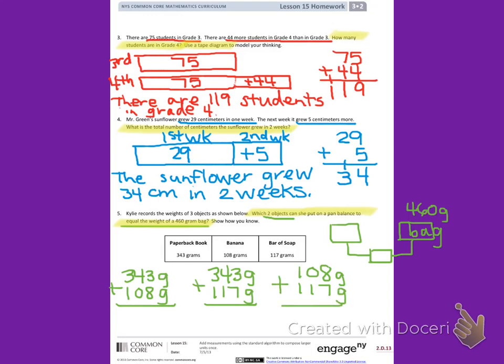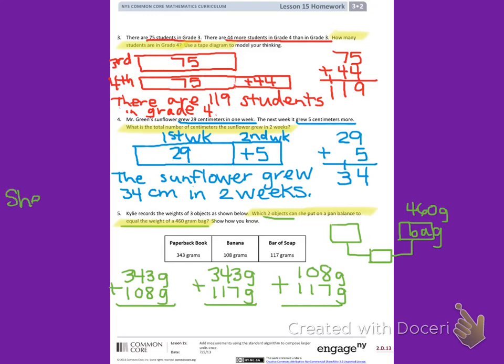Using the same procedure as we used in the past to add our algorithms, figure out the answer to each of these addition problems, and then see which one comes up to the answer of 460 grams. Once you know which one is equal to 460 grams, then you need to answer the question in words. Which 2 objects can she put on a pan balance?